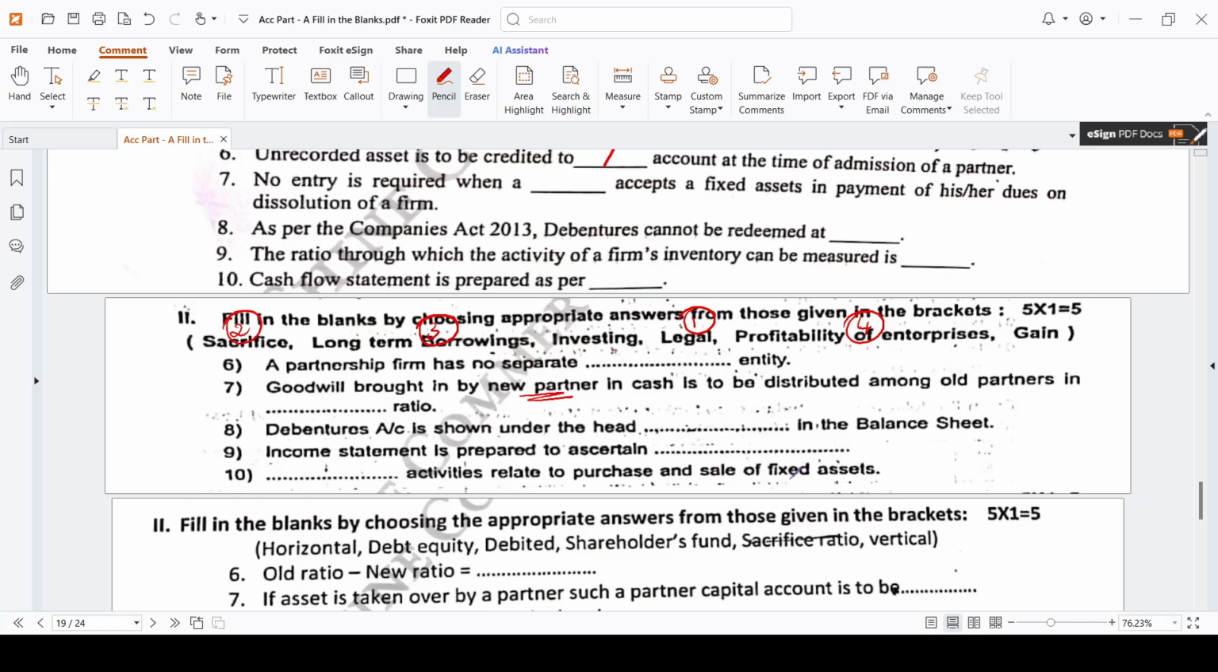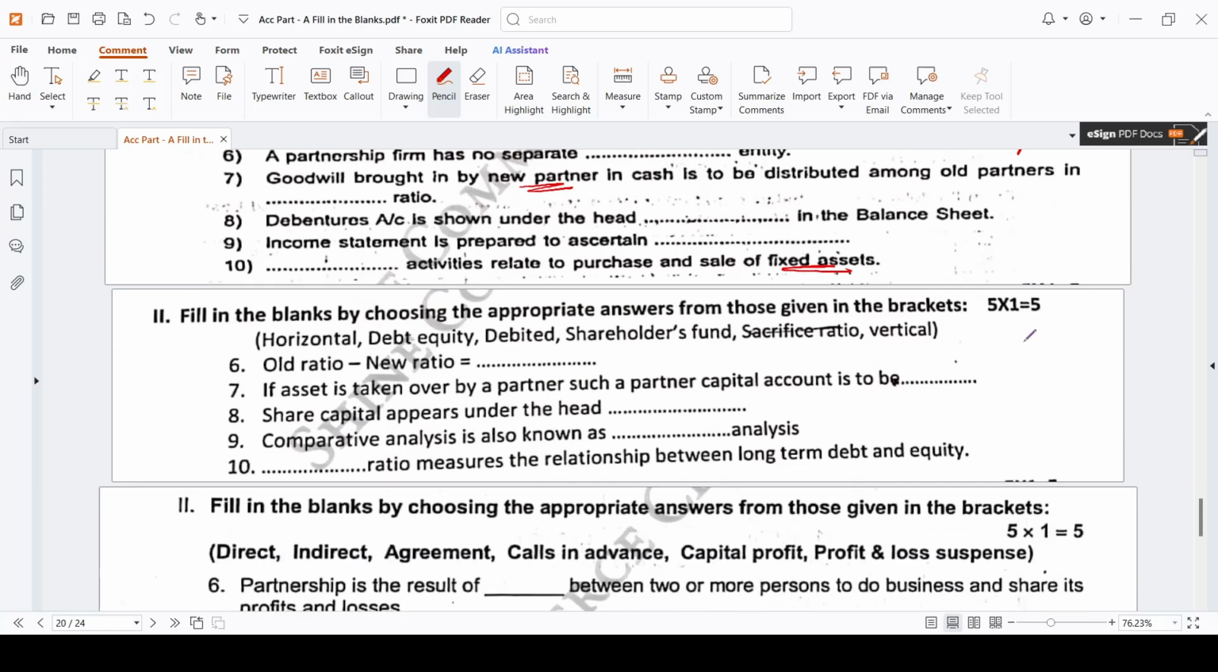Investing activity relates to the purchase and sale of fixed assets. Old ratio minus new ratio is the sacrifice ratio. If an asset is taken over by a partner, such a partner's capital account is to be debited.